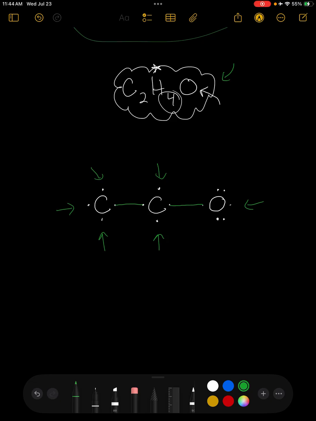but I only have 4 hydrogens to distribute. And when you see something like that, it means there's probably either going to be a double bond somewhere or a triple bond somewhere, depending on what you have. All right? So what I'm going to do is I'm going to double bond carbon and oxygen, because why not? Let's just do that real quick and see what happens.